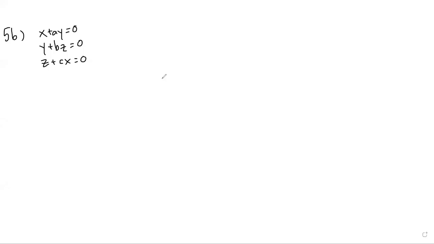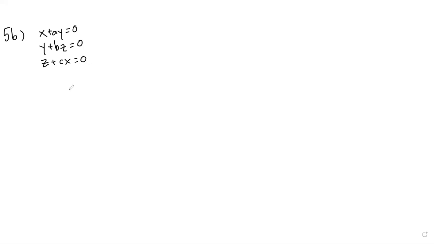Here we've got three equations: x plus ay equals 0, y plus bz equals 0, and z plus cx equals 0. And we're asked to find the conditions on a, b, c that give the different types of solution sets. So a unique solution, no solution, or infinitely many solutions.